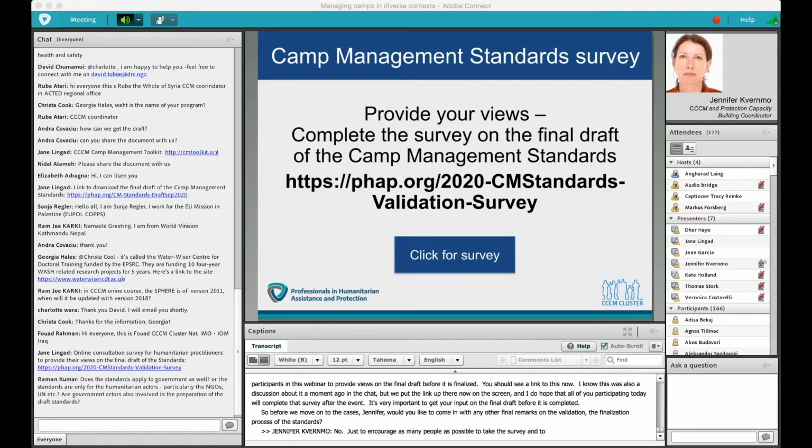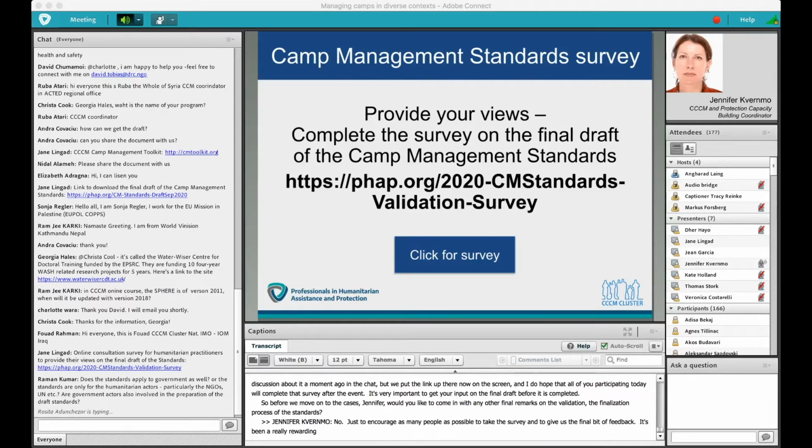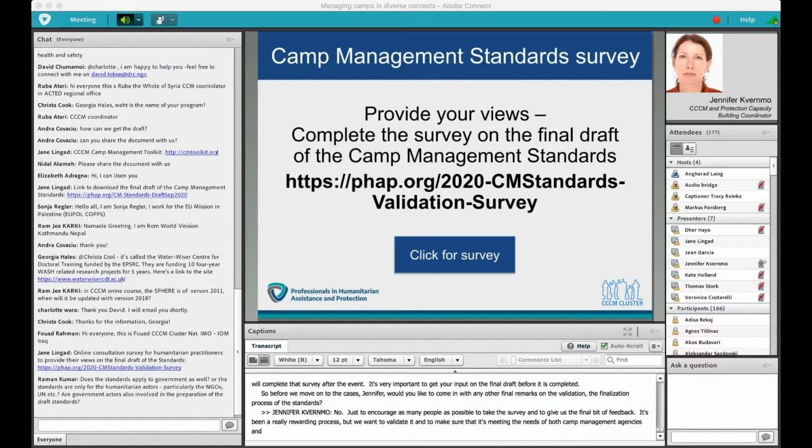It's been a really rewarding process, but we want to validate it and to make sure that it's meeting the needs of both camp management agencies and practitioners, but also people that are working. So we really value the partnership with PHAP and look forward to receiving feedback.